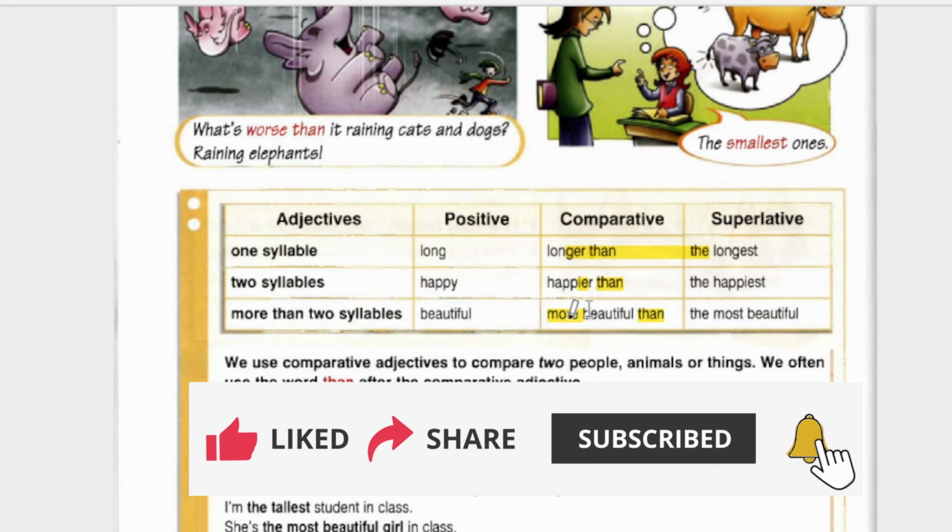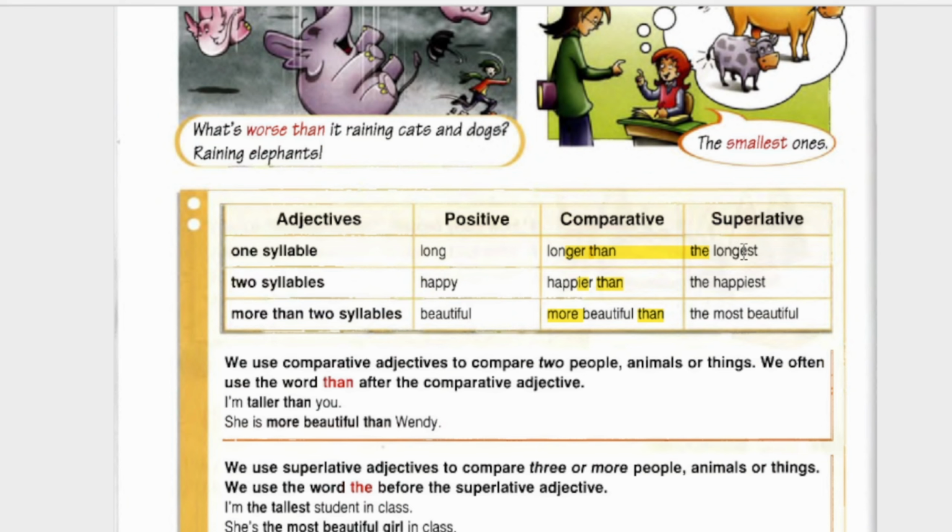It's not like that. And in superlative we use the, and at the end we add est. The longest, the happiest. And when it is more than two syllables, we just write the most. We use most, the most beautiful, as you can see here.